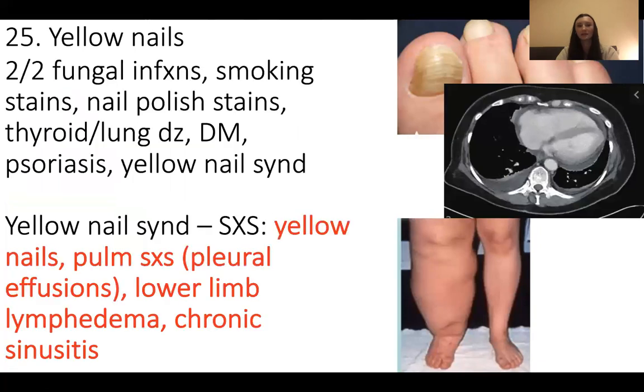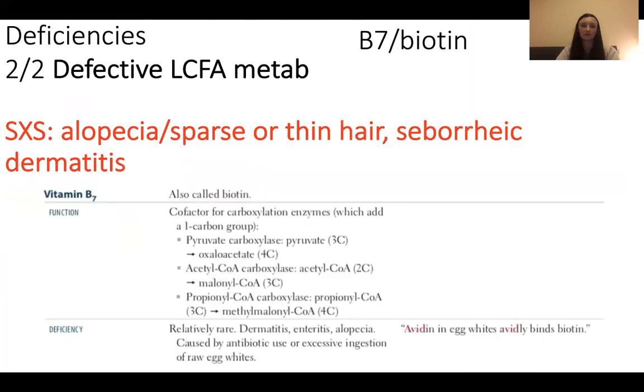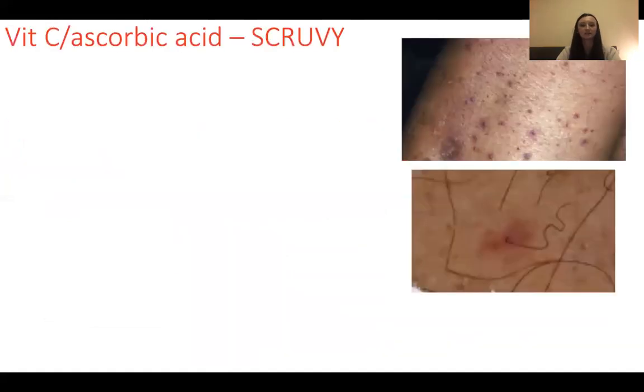Yellow nails is usually like fungal infections. Could be due to like nail polish stain. So if the yellow is like growing away, then you know it's nail polish. Thyroid, lung disease, diabetes, psoriasis, pulmonary symptoms, lower limb lymphedema, chronic sinusitis. Defective metabolism. So we have alopecia or sparse thin hair, seborrheic dermatitis.